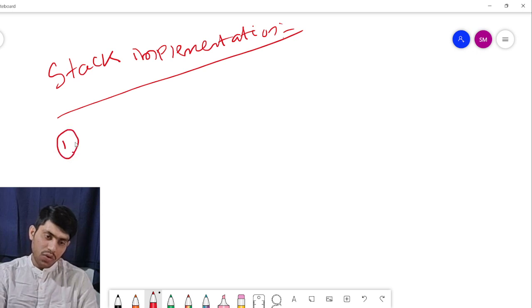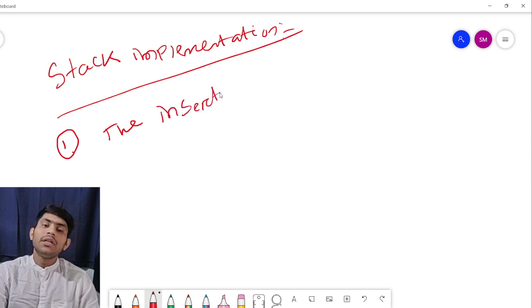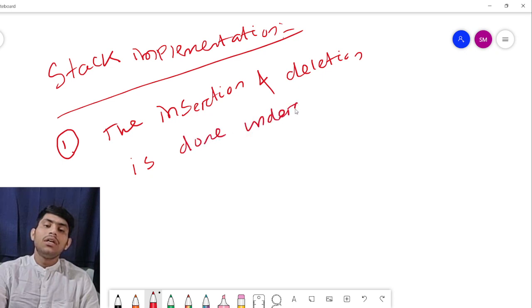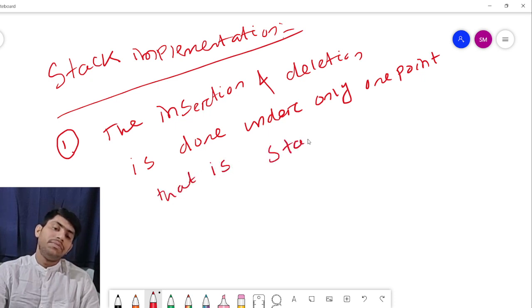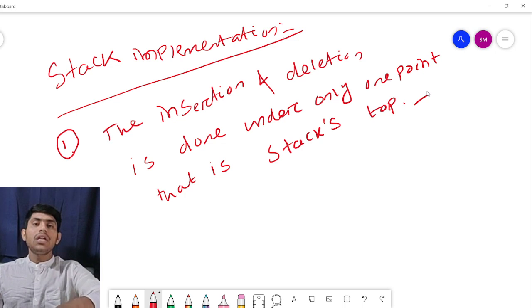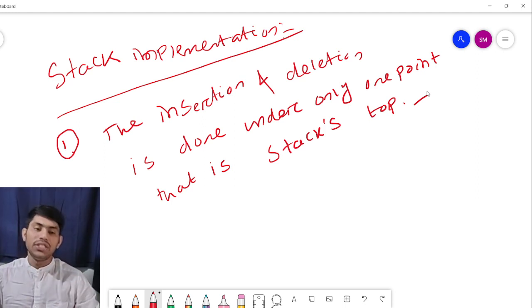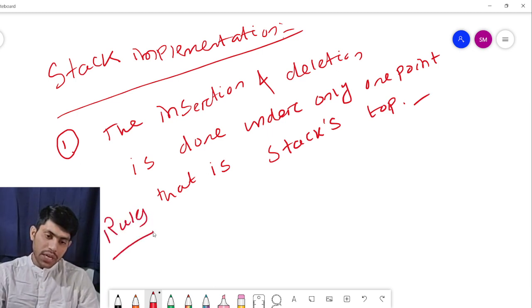The first thing we know is that in the stack, the insertion and deletion is done at only one point or location, that is called stack top. At the same point we will insert the data, and at the same point we will delete the data. Insertion and deletion.